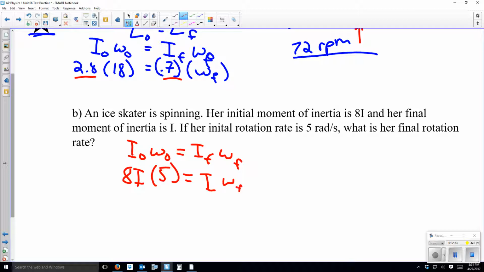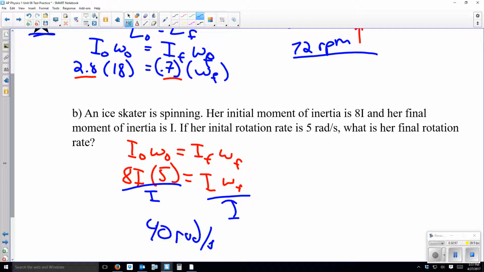Not too bad there. They are directly proportional. If I double one of the moments of inertia, I have to cut in half. I'm sorry, they're inversely proportional, moment of inertia and angular speed. If I double my moment of inertia, I have to cut in half my angular speed and vice versa. Cut in half my moment of inertia, I double my speed.